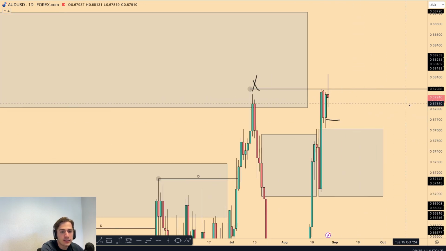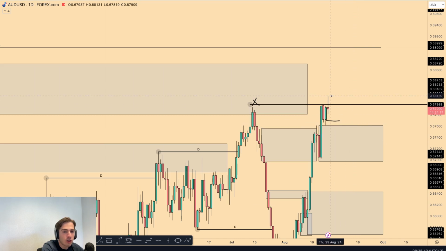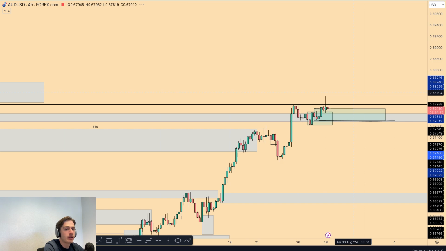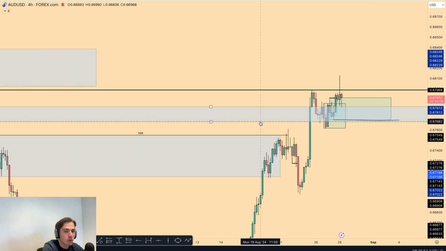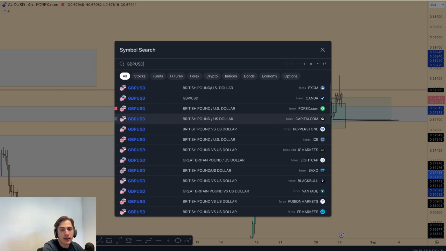That is my 10 cents on Aussie dollar, because for now, the market structure here is still bullish. So we need to wait for a confirmed bearish break, guys. Only then can we really look for those high probability shorts, in my opinion. So that's Aussie dollar. Going in towards pound dollar.